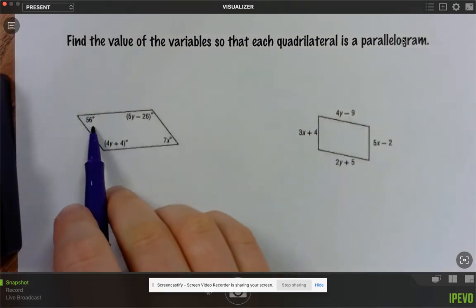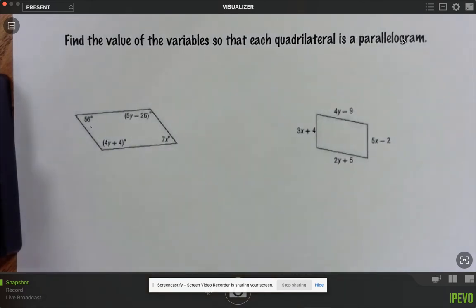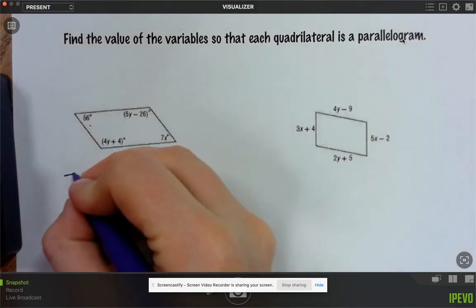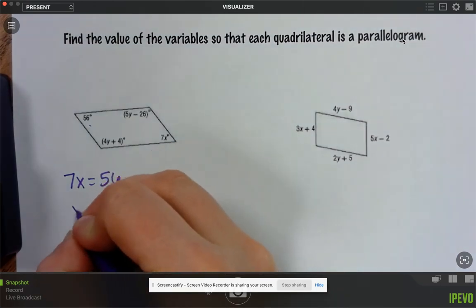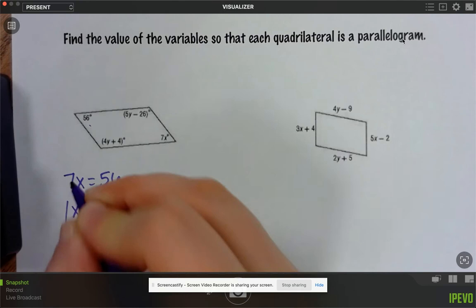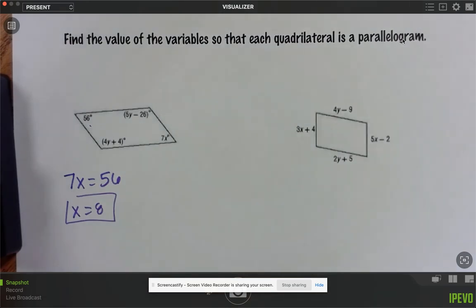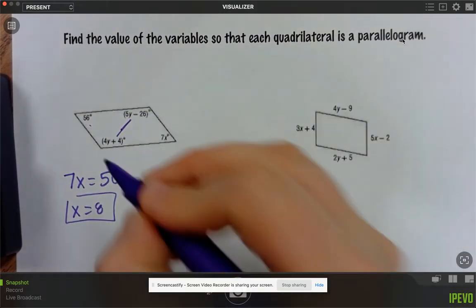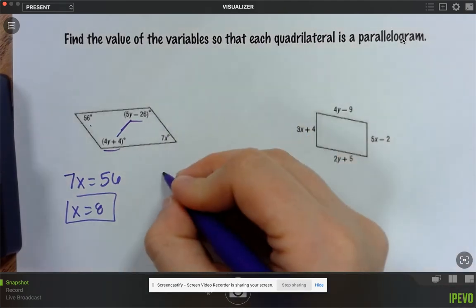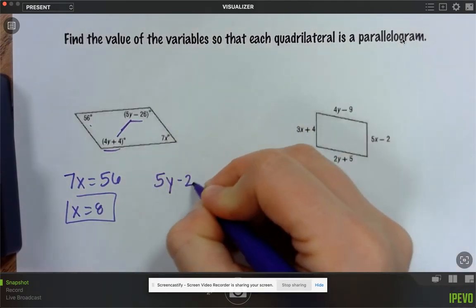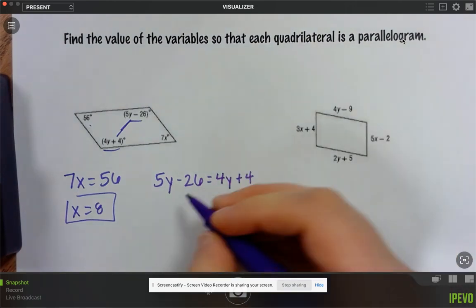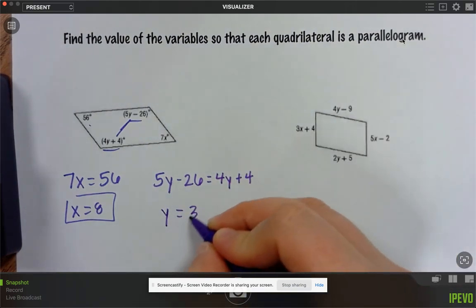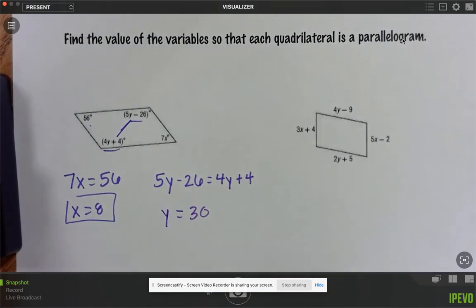What do you guys know about opposite angles? They are equal. So we can write 7x equals 56. Divide by 7, x equals 8. Pretty straightforward, right? Similar thing here. Opposite angles are equal, so set those expressions equal to each other. Get your y's to one side, your numbers to the other. Y should equal 30.